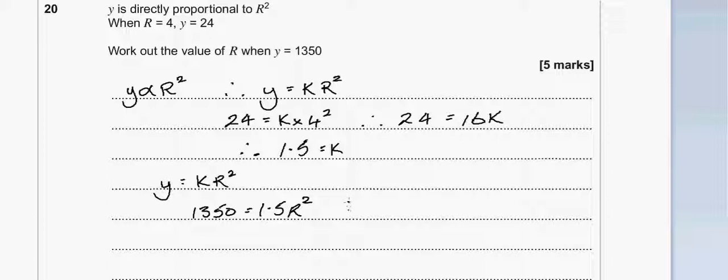Okay, so I want to know what r is, so I want r squared on its own. So I'm going to move this 1.5 over. It's multiplying, so it's going to divide. And this will make most mathematicians cringe, but go with me on this. We have 1350 divided by 1.5, and that will equal r squared.